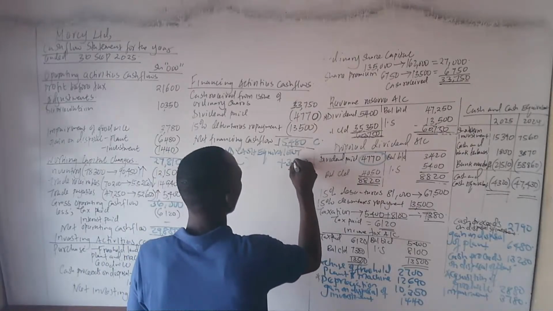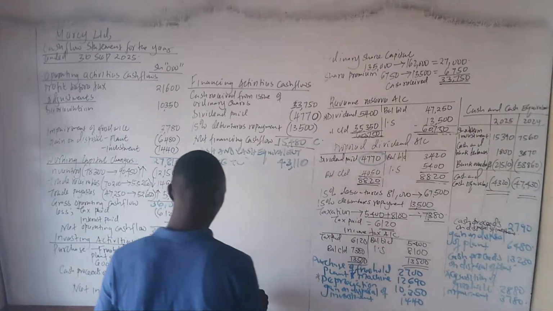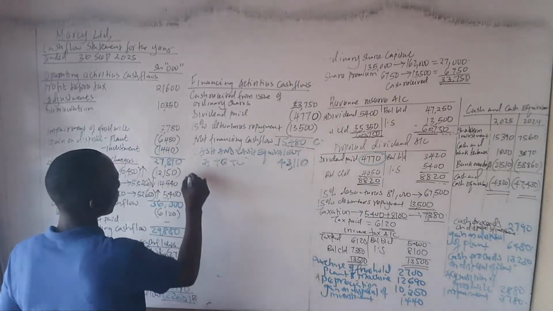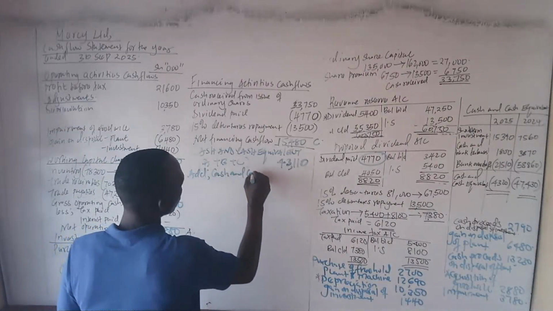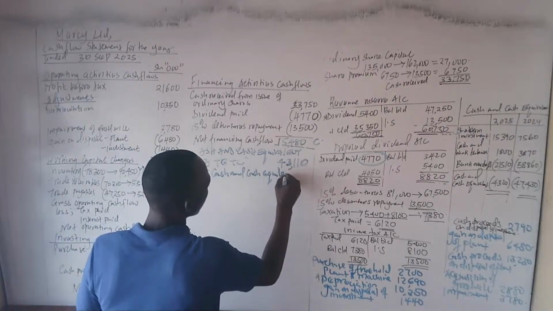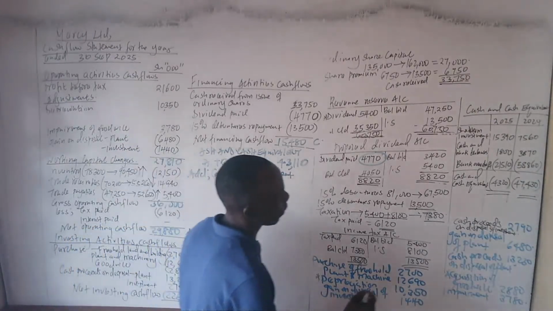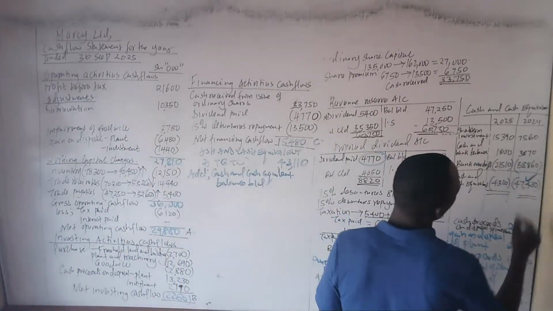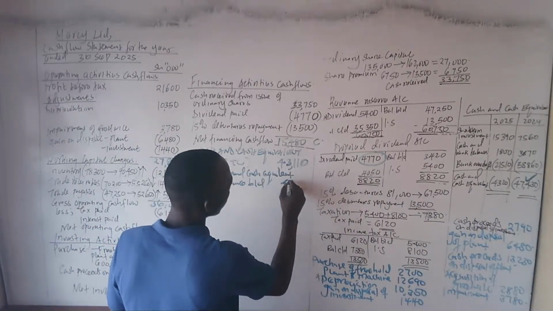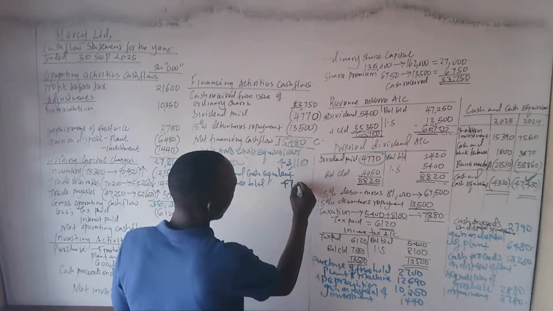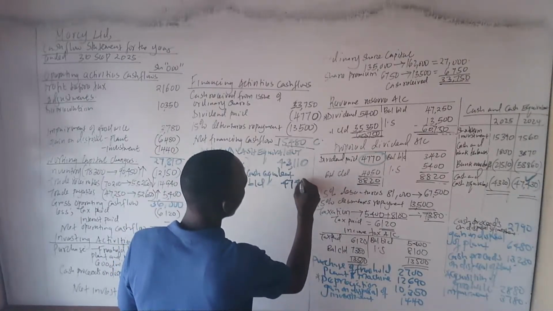We have an amount of 110. Then once we have 110, we are going to add cash and cash equivalent balance brought down. The balance brought down is whatever we had computed there. So here we have 47,430, sorry, not 30, it is 47,430.